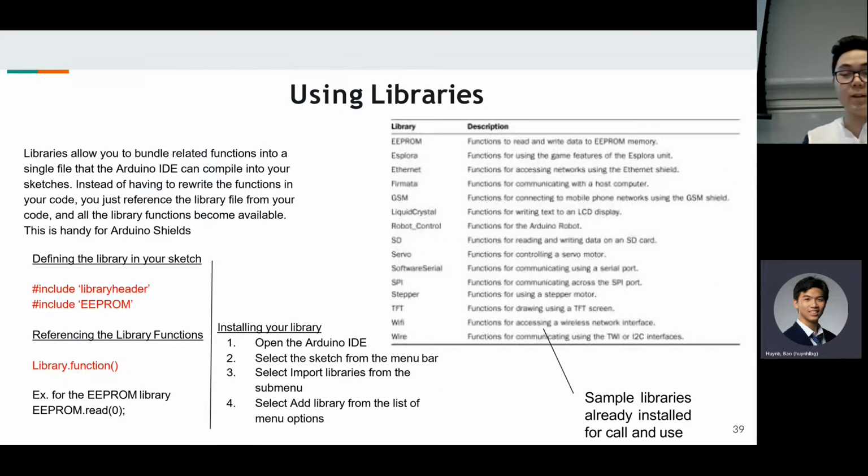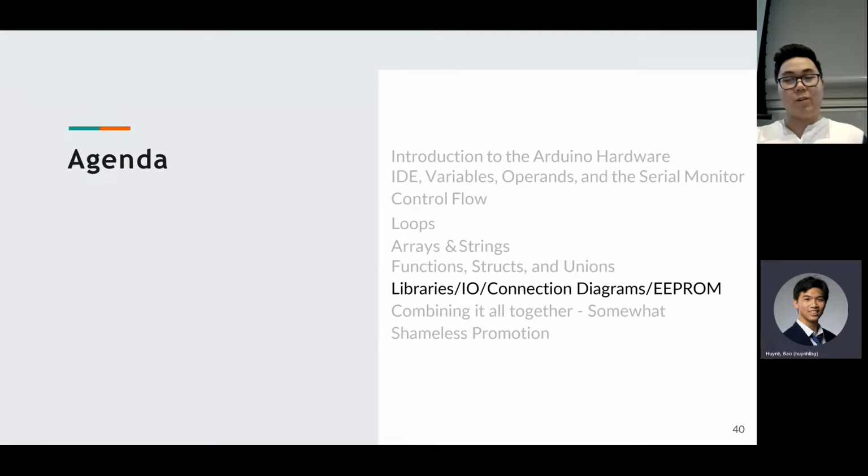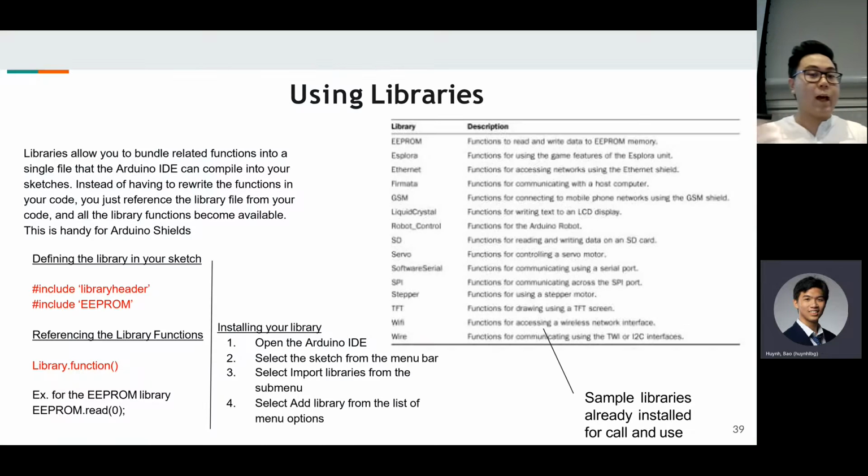In terms of libraries, we'll get into libraries, I/O, connection diagrams, EEPROM, which is the main thick and thin of things, where you'll be getting nitty-gritty into some of the sensor stuff. Libraries are what allow you to bundle related functions into a single file. Every sensor that you ever buy will have a library attached to it, so you'll sometimes have to download multiple libraries for each sensor for it to work.